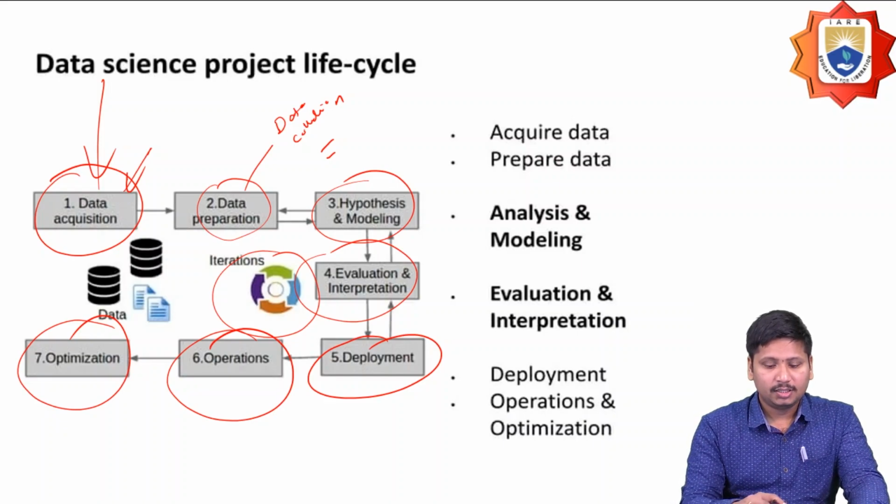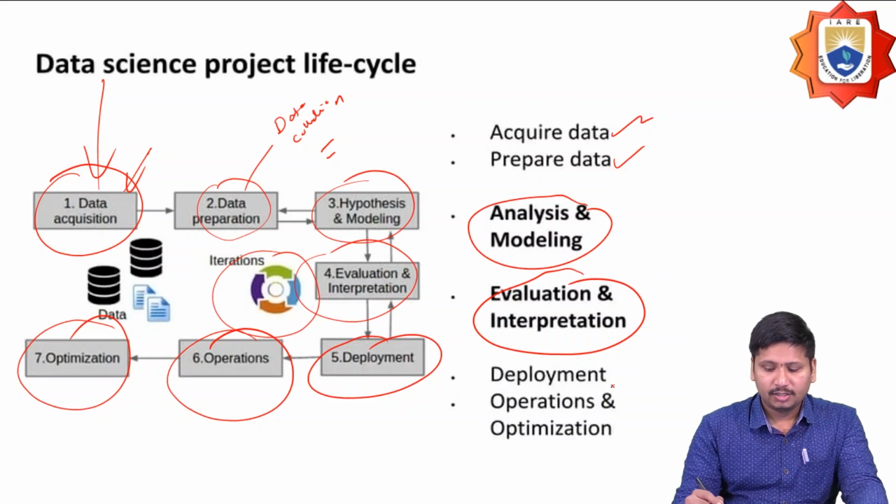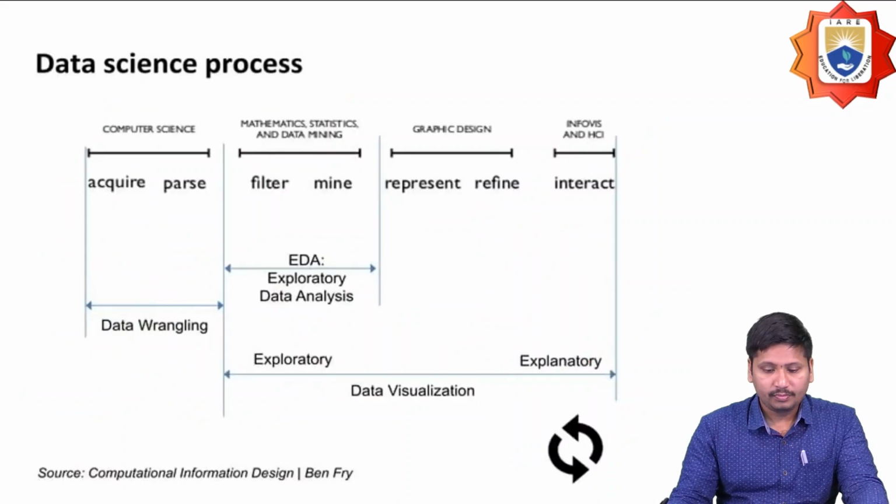So these are some of the phases the data undergoes. The very first thing is data acquisition, acquiring the data, and then preparation, preparing the data. The next one is analysis and modeling. Once the data is gathered, we analyze and then model it, and finally the evaluation and interpretation is the final step. The later stages are deployment, operation, and then optimization.